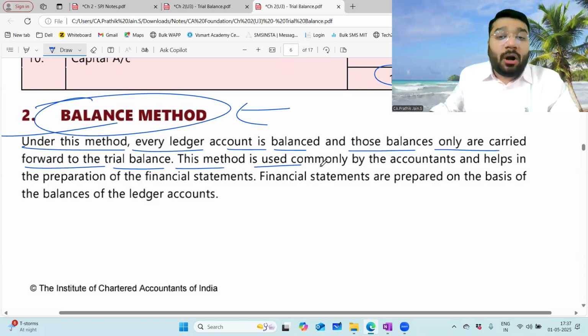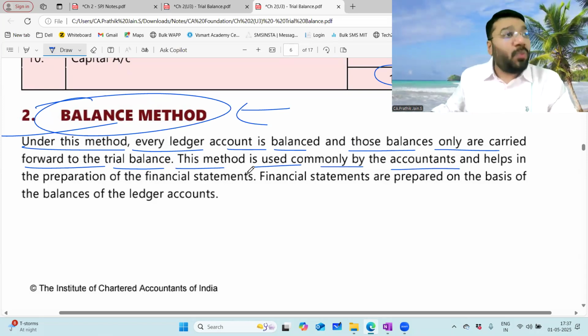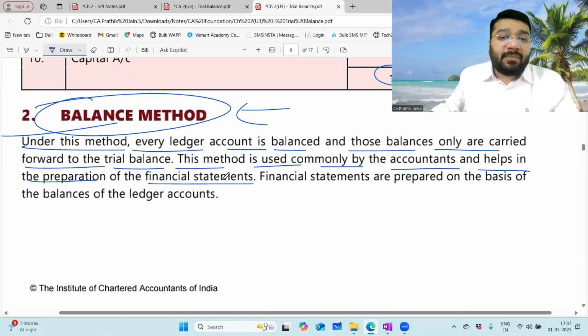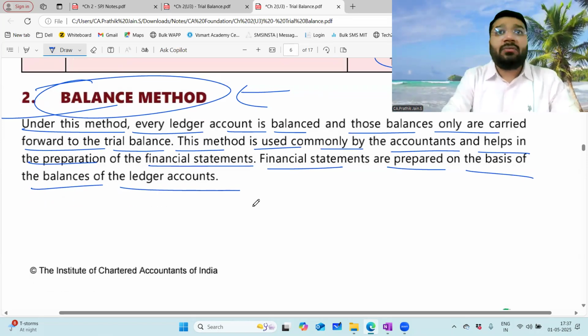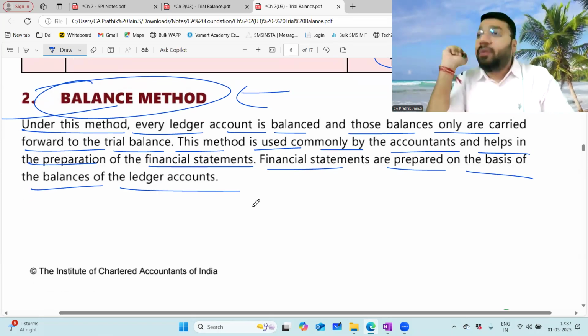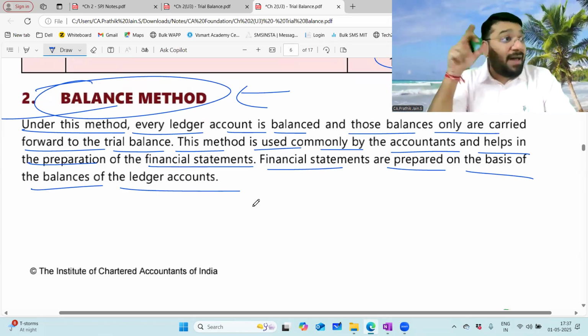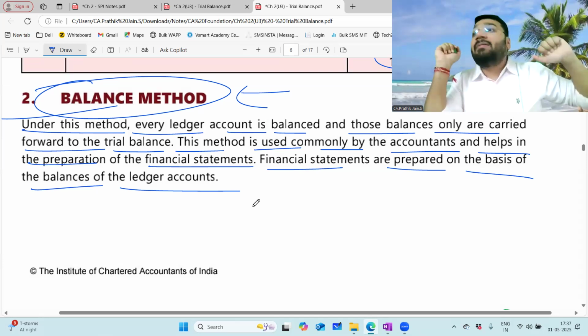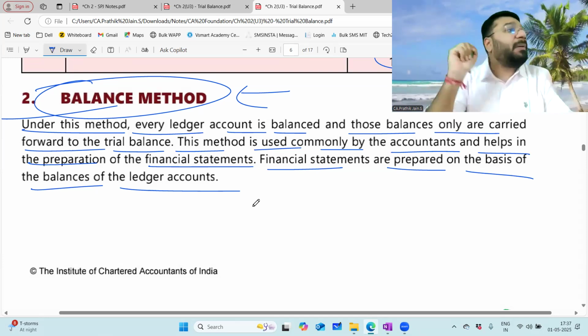This method is used commonly by accountants, meaning chartered accountants, in the preparation of financial statements. Financial statements are prepared on the basis of the balances of each ledger. Correct? Whatever the ledger balance is, you transfer it to the trial balance, and that trial balance is what is transferred to your trading, P&L, and balance sheet. So this is the applicable method.